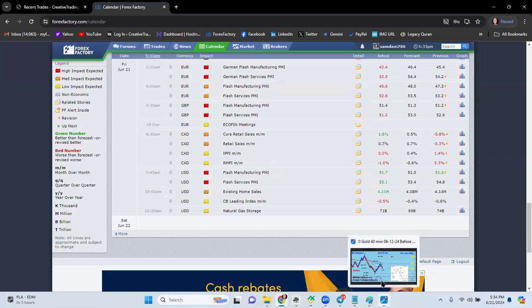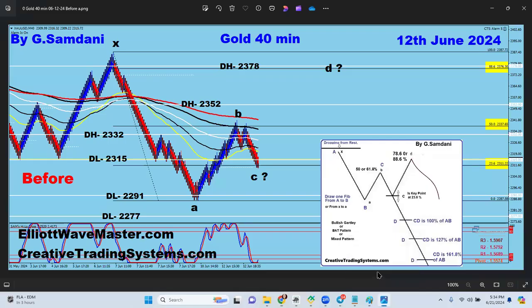So let's go there. I'm not going to show the daily and weekly charts. I just want to show some harmonic patterns on the 40-minute chart. We will concentrate on that. This is a chart I made on June 12th, and this was a pattern.